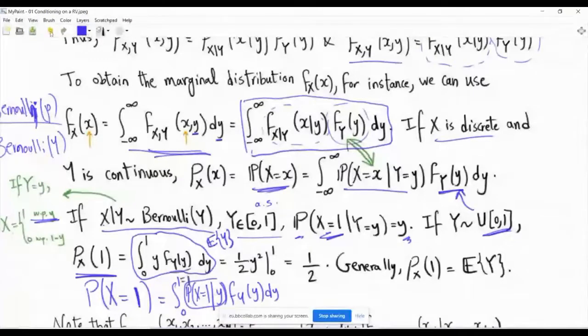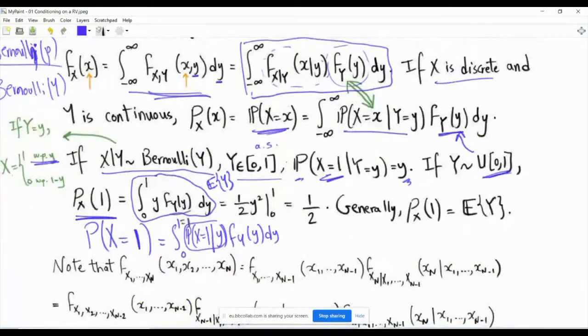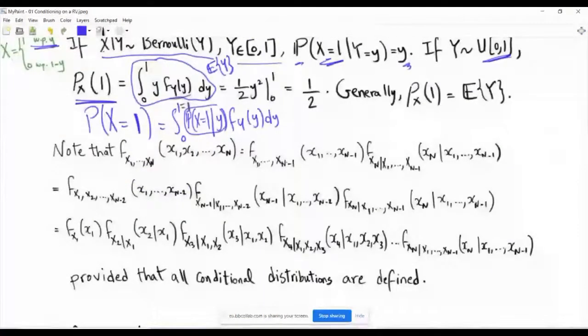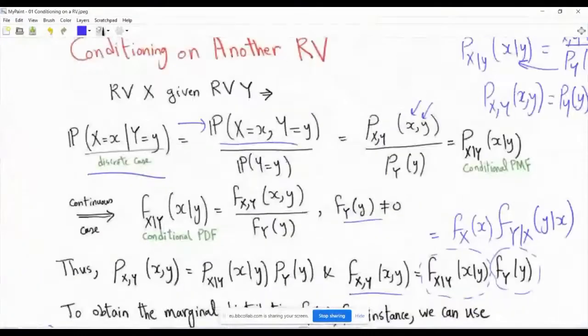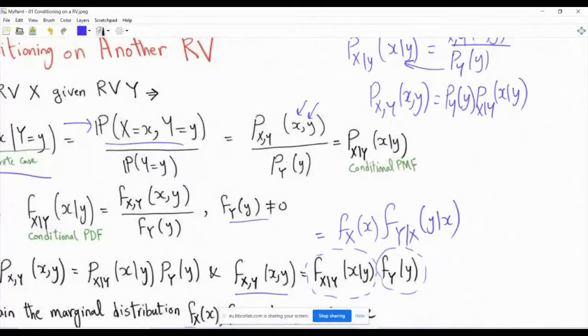Okay, so now we are basically enriching our tools, and we can use this conditional thing rather than having the joint. We can basically use the conditional distributions to obtain marginal distributions and so forth. Note that you can generalize. Okay, so if you look here, you can write down the joint distribution of X and Y as the distribution of Y and then the distribution of X given Y.